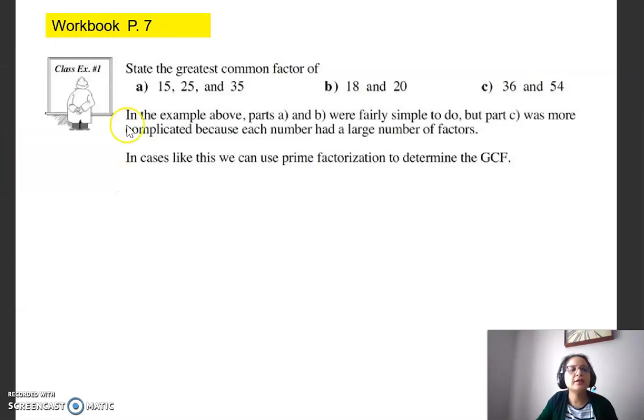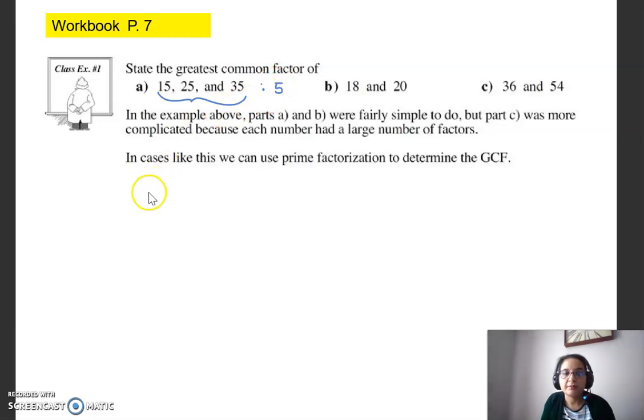Right, so let's take a look at example number 1 and 2 on page number 7. In some cases, you would be able to do the greatest common factor just mentally. You don't need to do your work for it. It's easy numbers, so you don't need to use your prime factorization. Some people would be able to take a look at these numbers and say, what's the biggest number that will divide 15, 25, and 35? And they can say, well, 5.